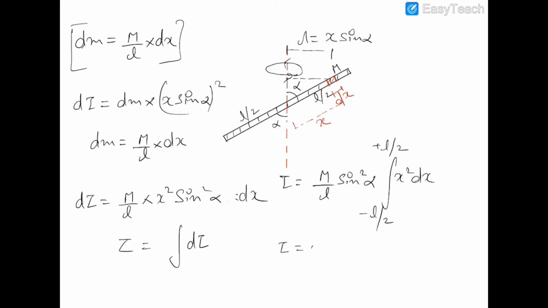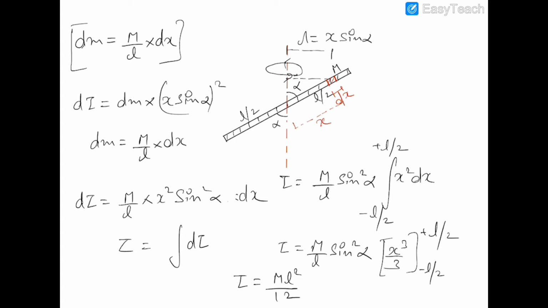So I will be equal to m by l sine square alpha, and this is x cube by 3, and the limits would be from minus l by 2 to plus l by 2. So you can see that I would be equal to ml square by 12 sine square alpha. So this is the moment of inertia of this rod about this axis.